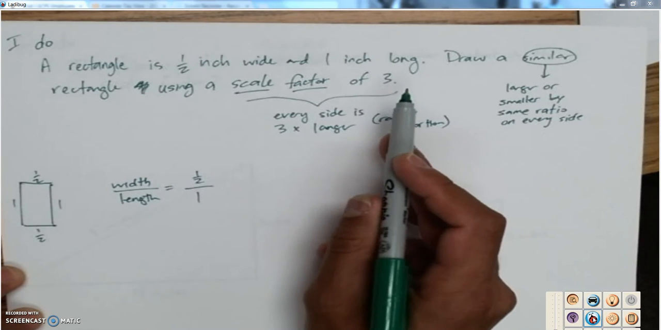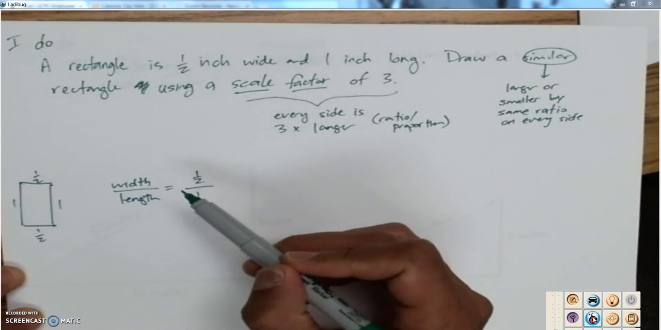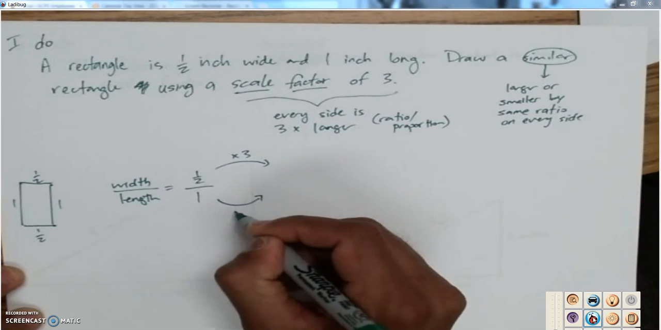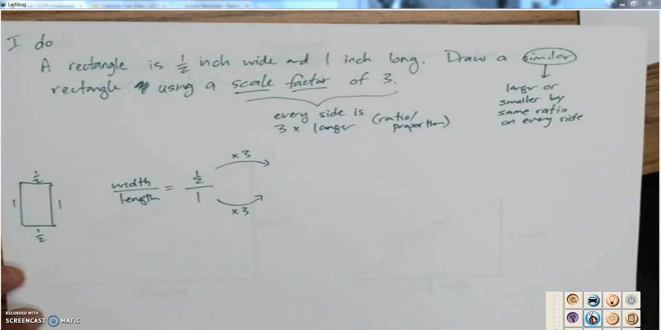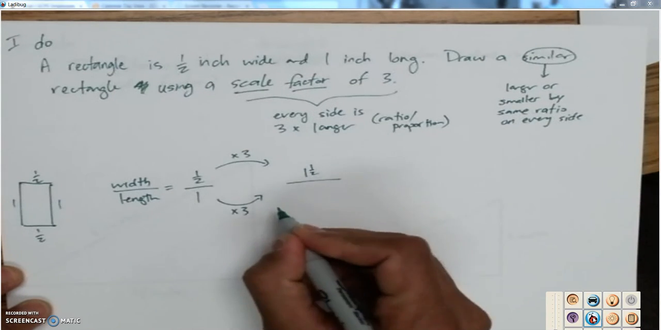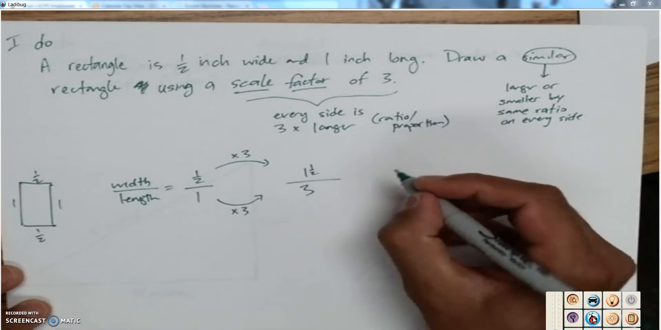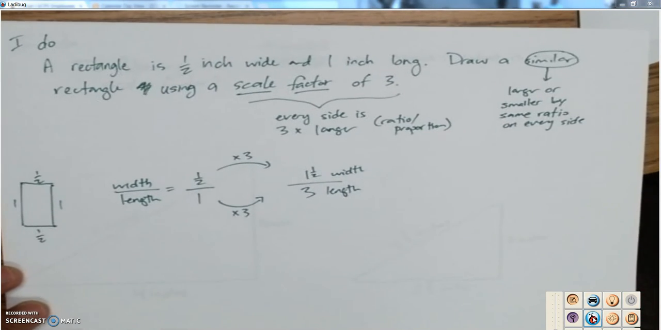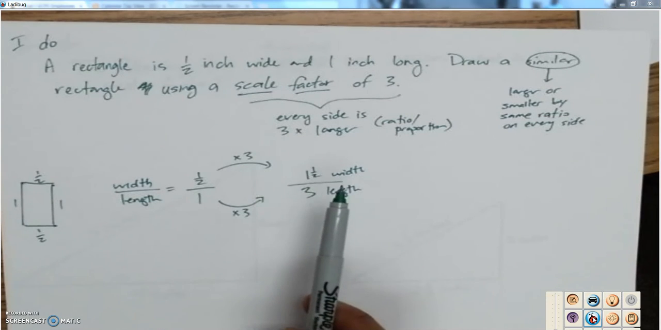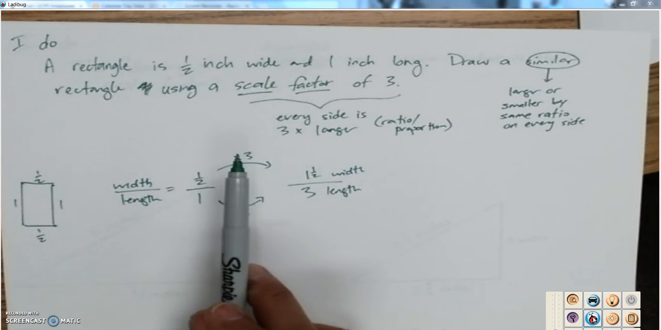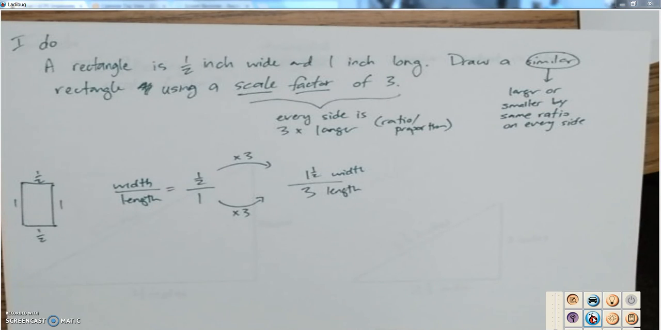And so my scale factor of 3 means my ratio for my new rectangle is just going to be in proportion, like I'm taking 3 sets of that rectangle. So my new one's going to be 1/2 times 3 is 1.5. 1 times 3 is 3. So that's going to be the width and the length of my new rectangle. It's a new rectangle that has the same ratio of sides and is just scaled up or scaled down to be bigger or smaller. So now I can draw that one.